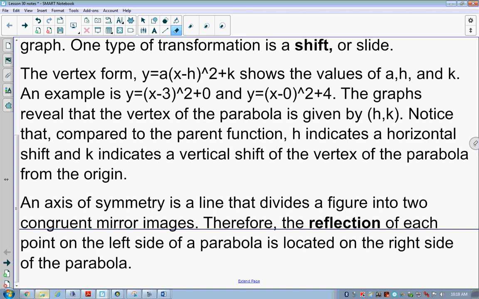So the axis of symmetry is a line that divides a figure into two congruent mirror images. Therefore, the reflection of each point on the left-hand side of the parabola is located on the right side of the parabola. Parabola is always symmetrical. Okay? That U shape is always symmetrical.